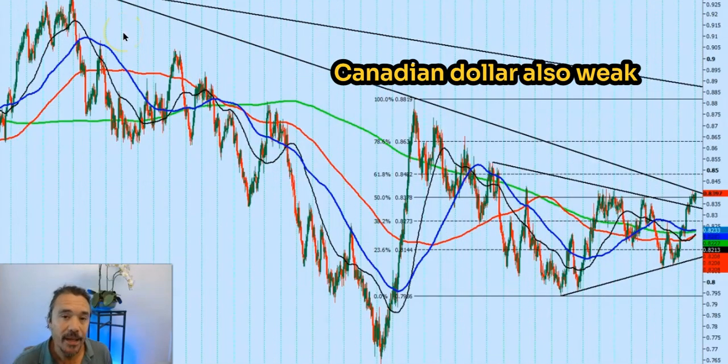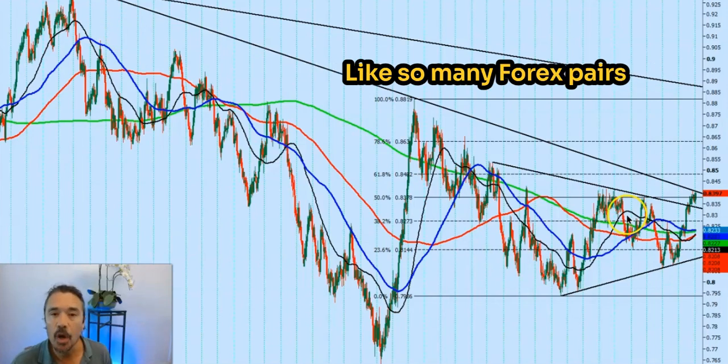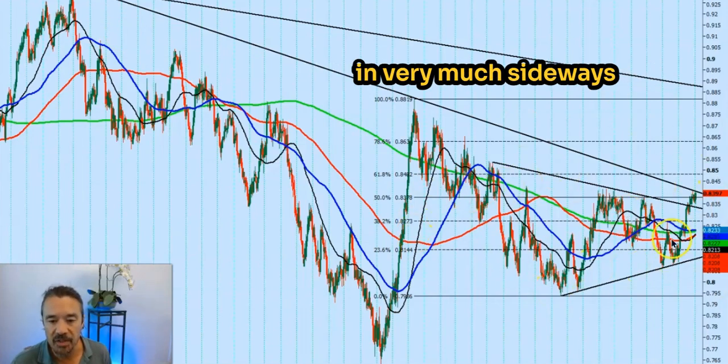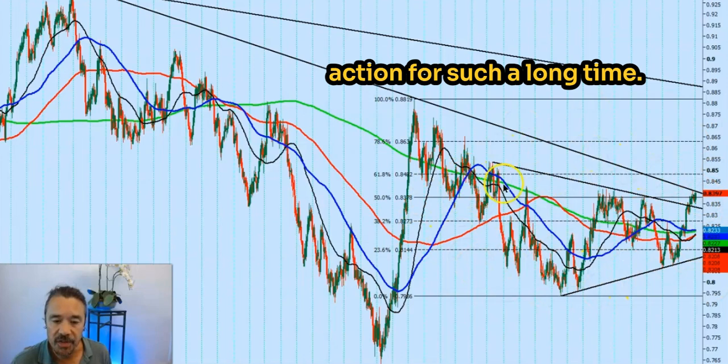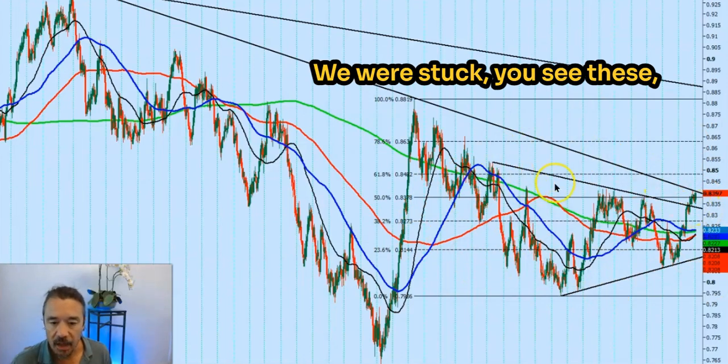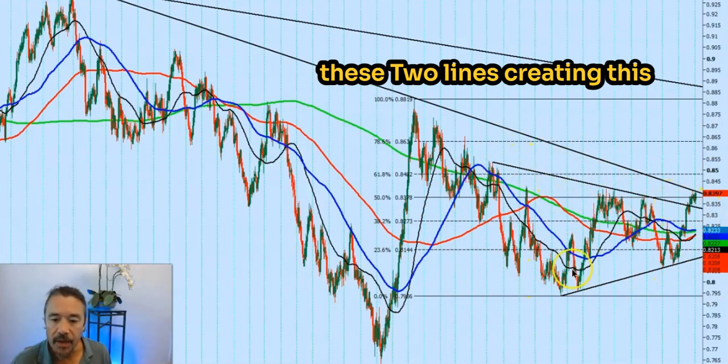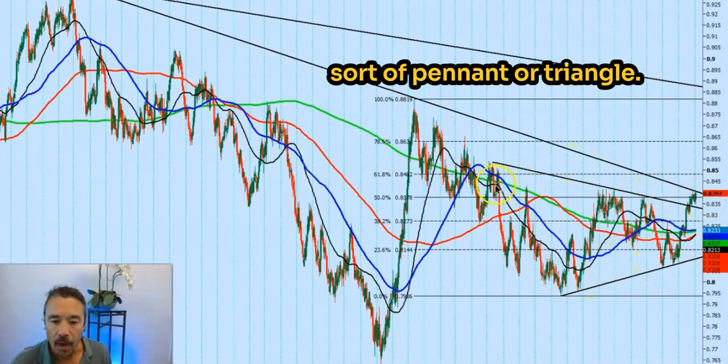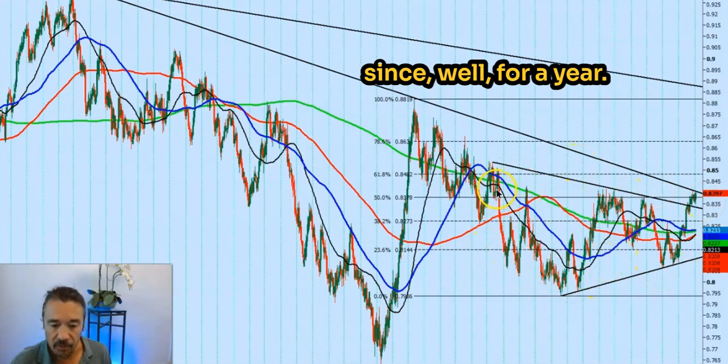Canadian dollar also weak against the New Zealand dollar. Like so many Forex pairs, we've just been stuck in very much sideways action for such a long time. You see these two lines creating this sort of pennant or triangle. We've been stuck in that for a year.